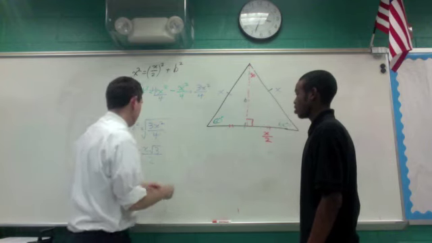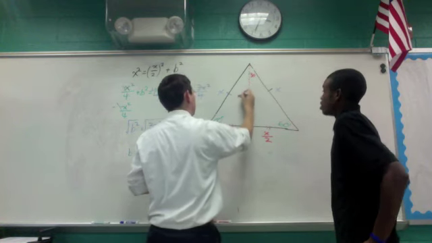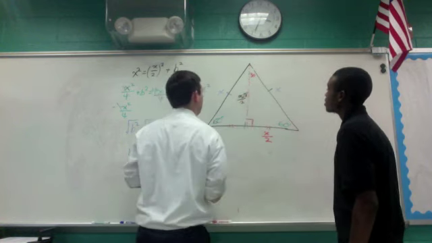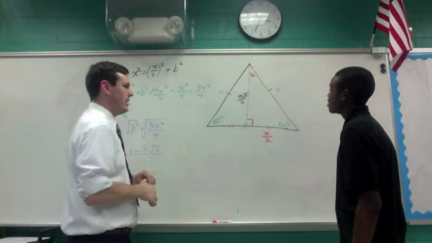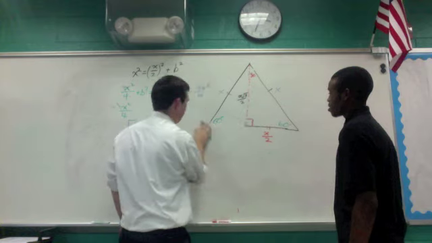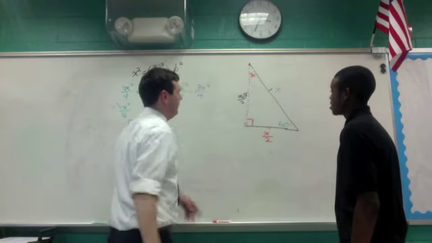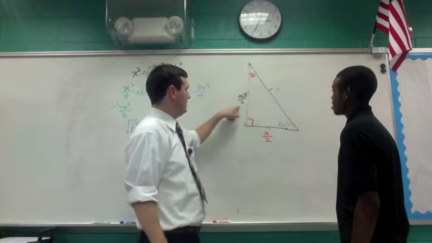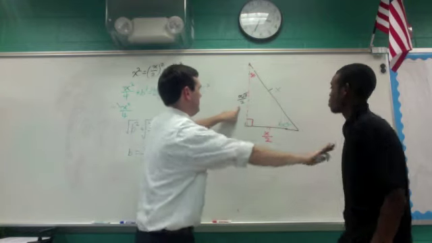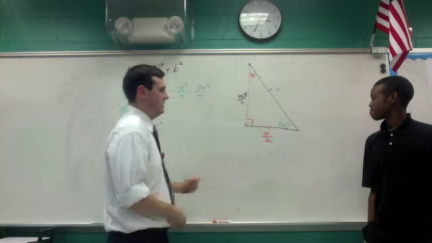So this side is x root 3 over 2. So now I have the 3 sides of my 30, 60, 90 triangle: x is the hypotenuse, x root 3 over 2 is the height, and x over 2 is the base.